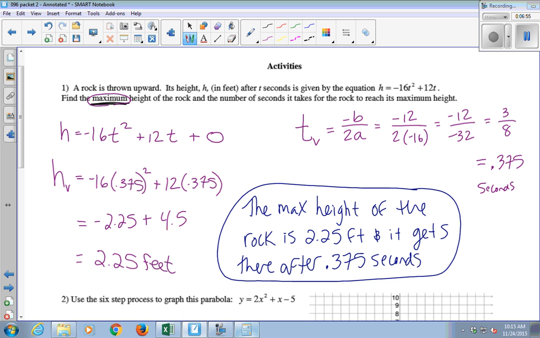Okay? So anytime you see a word problem that asks for a maximum or a minimum or the biggest or the smallest or the highest or the lowest, those are code words for the vertex, right? Just find the vertex.